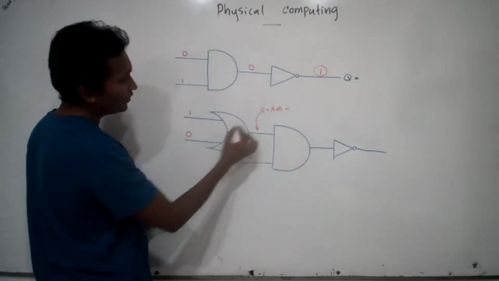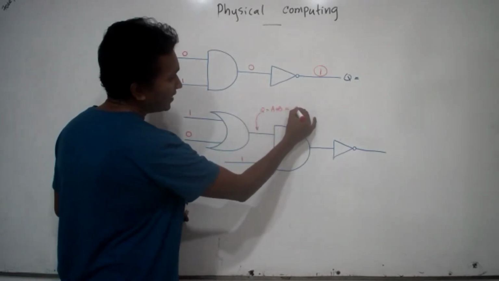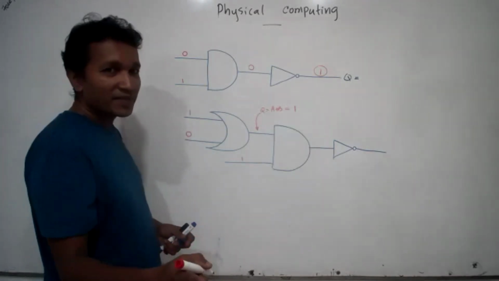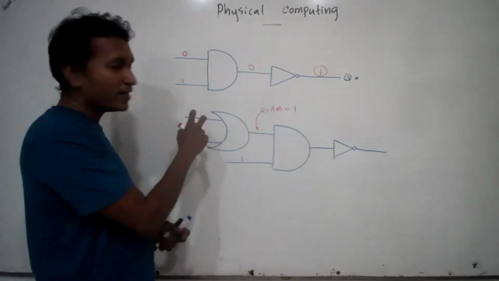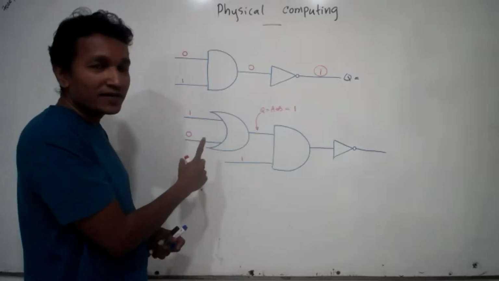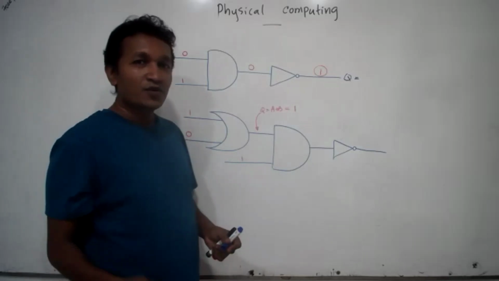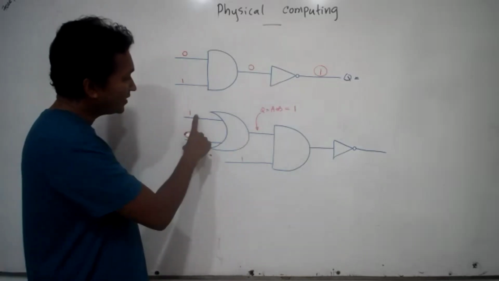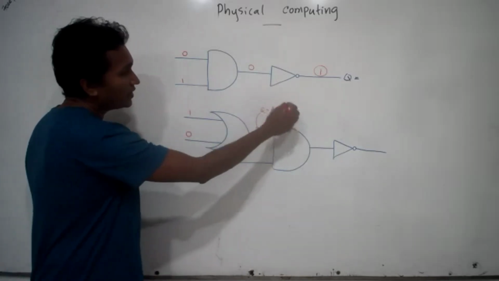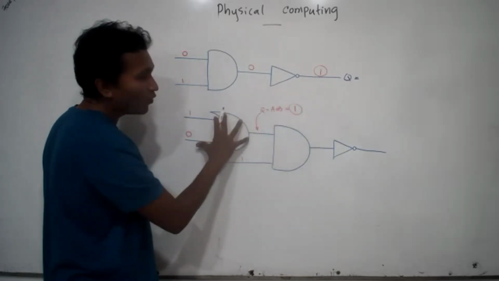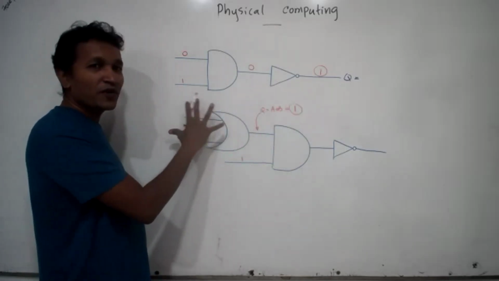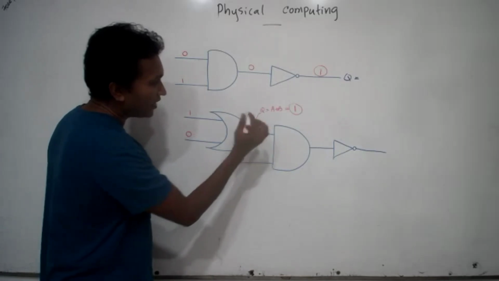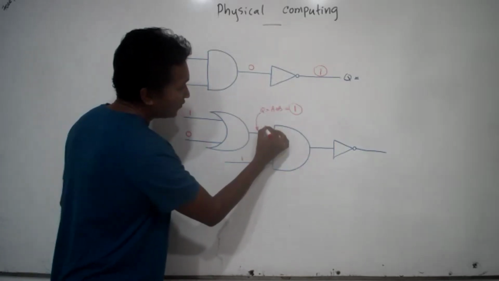the result will be 1. Right? So remember the table. OR means if even one signal is 1, the output will be 1. When both signals are 0, the output will be 0. Therefore here the output of this OR gate will be 1, so we have to find that first. This is the output of the OR gate, so the result of this one is 1.